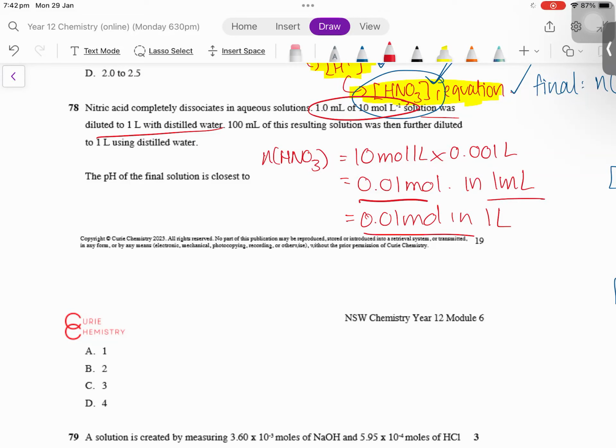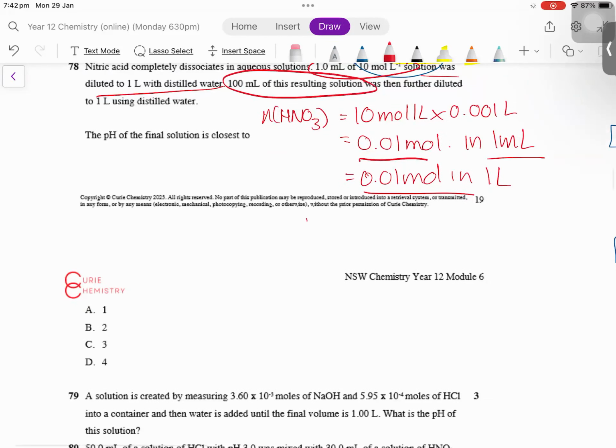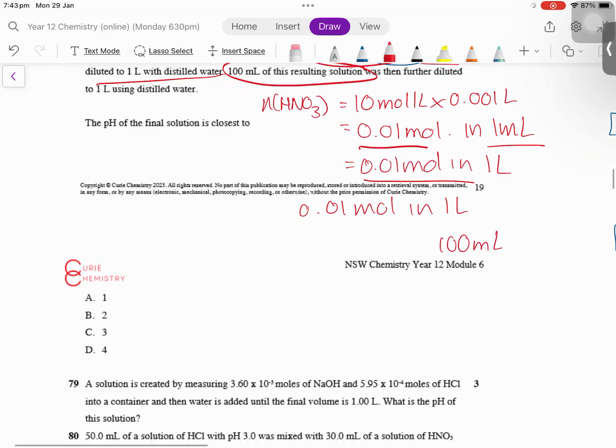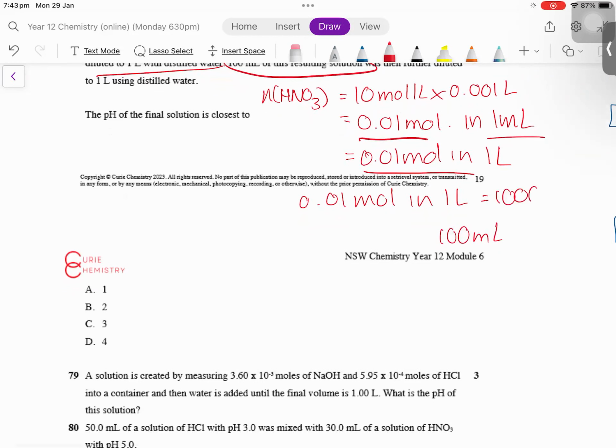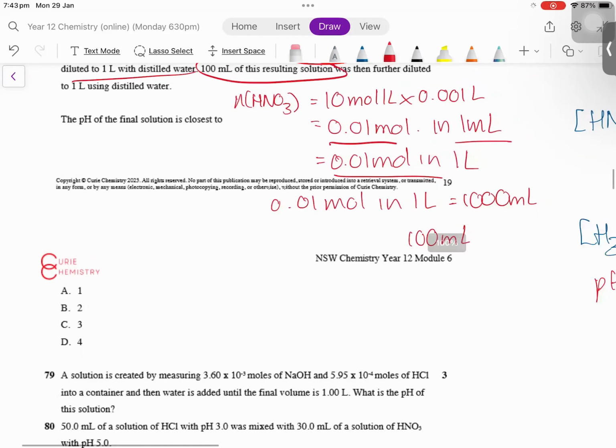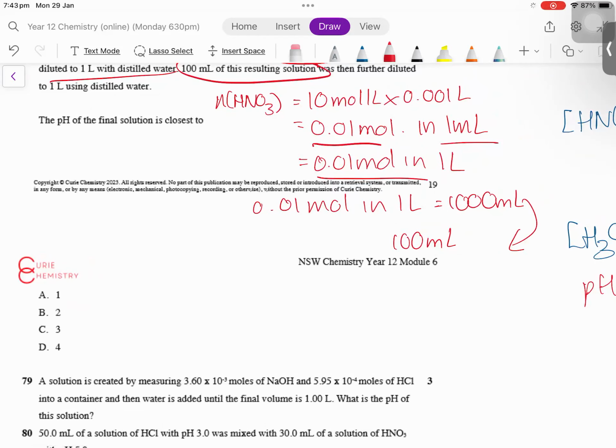Okay, it's only when I go to the second sentence, 100 ml of this resulting solution. Now I've started dividing the volume. So I'm going to go, this is 0.01 mole in 1 liter. I'm trying to get to 100 mL. I need to scale down. So 1 liter is 1,000 mL. How do I go from 1,000 mL to 100 mL? What kind of maths am I doing? Samra? Dividing by? By 10. Yes, good. Dividing by 10.